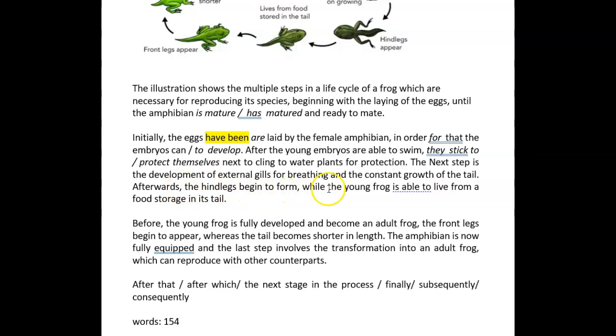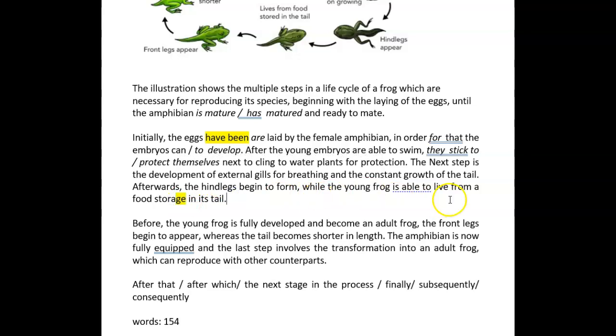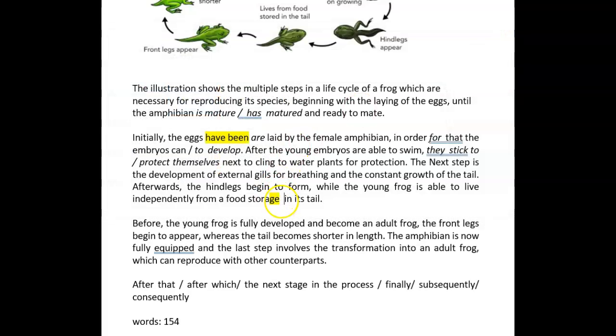Afterwards, hind legs begin to form while the young frog is able to live from food stored. That should be a verb in its tail. Okay, good. We're able to live independently. You could put maybe from food stored in its tail. So if you've got food stored in the tail, I mean food kept, you could have as another word, or located. So again, now I've said that, you'll remember it. Just think of adding your own words. You can use the examiner's words if it's very technical, but here I think you can probably find others.